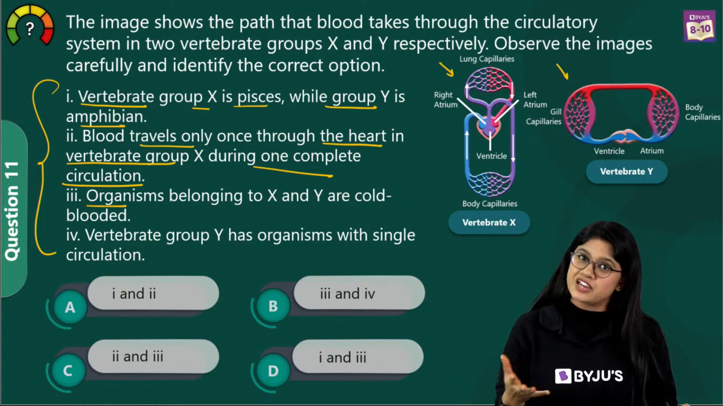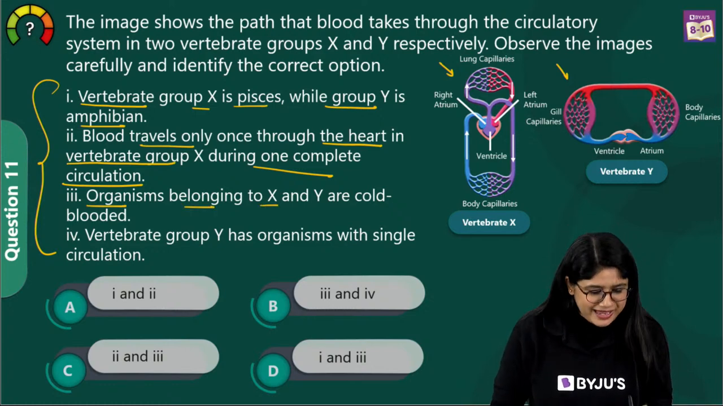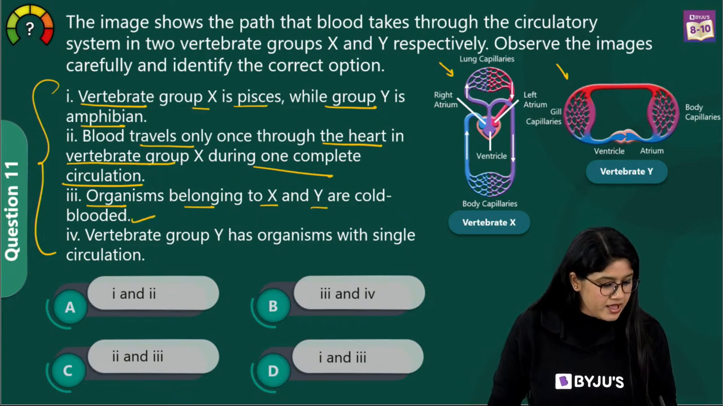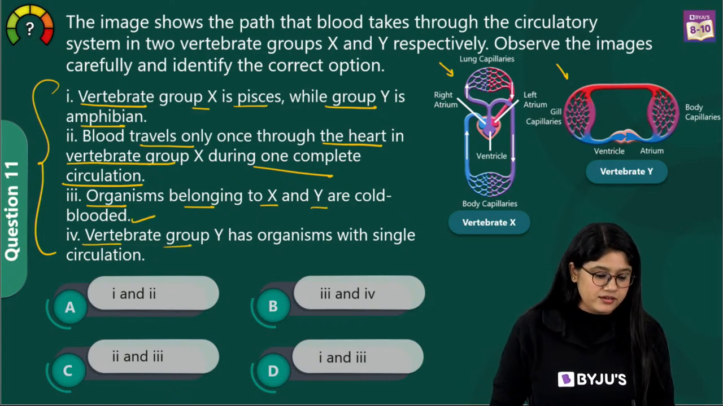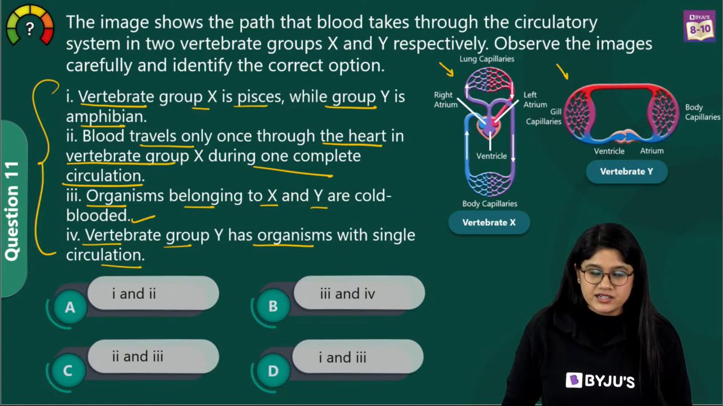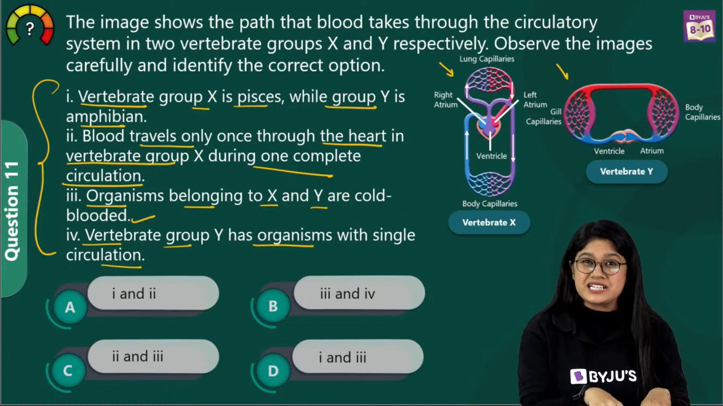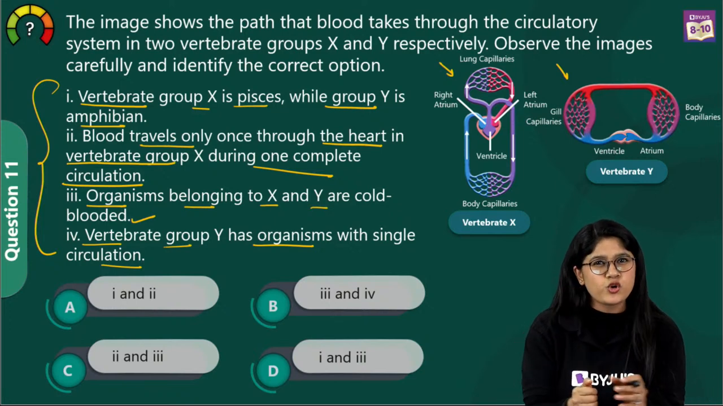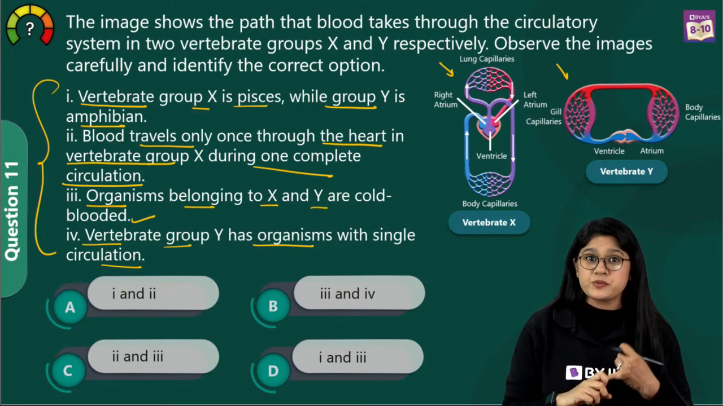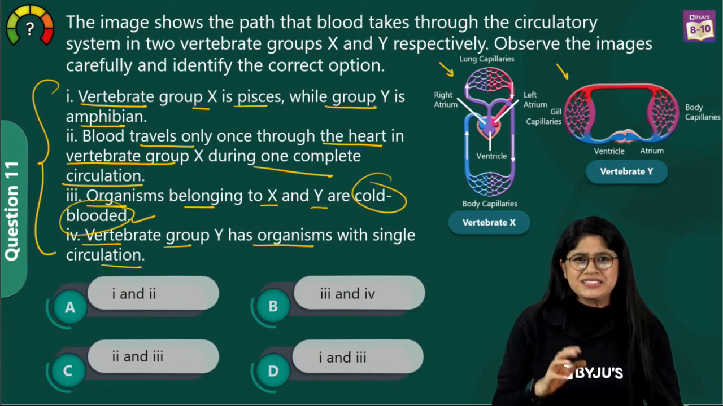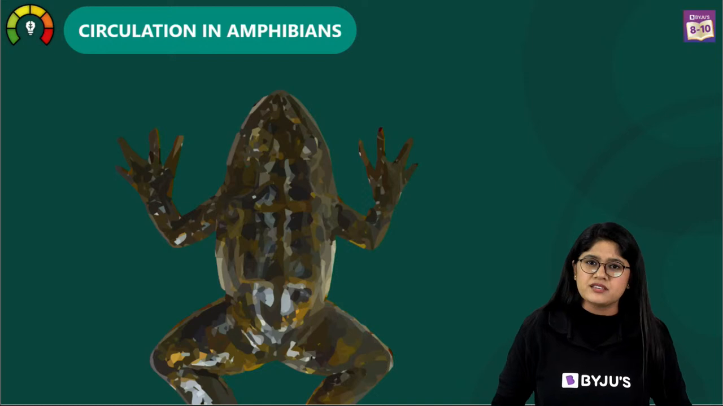Then we have the third statement, which talks about the organisms belonging to X and Y being cold-blooded. A very good hint over here. And vertebrate group Y has an organism with a single circulation. So I'm sure we have the hint. The important keywords we can take from these statements are two things: amphibians and fishes, the pisces, and of course cold-blooded. With this, let's move ahead and quickly look at this.